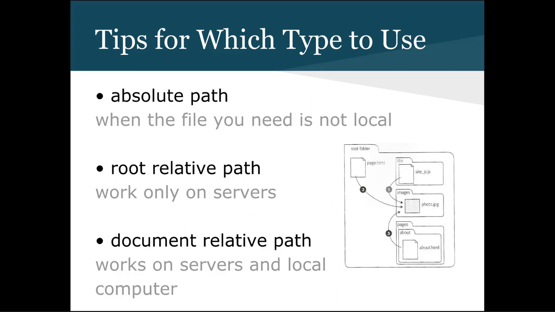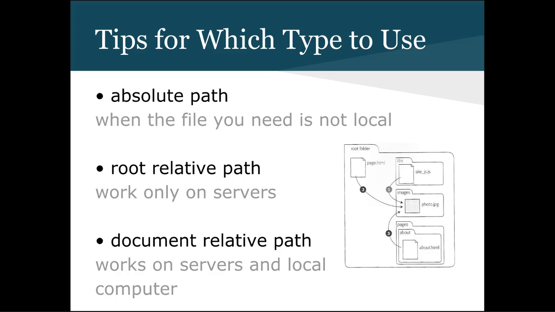Root relative path indicates where a file is located in relation to the site's top folder. Here you can see the root folder. An easy way to make a root relative path is to strip off the HTTP and the site name from an absolute path. A document relative path specifies the path from the page to the file that you need.